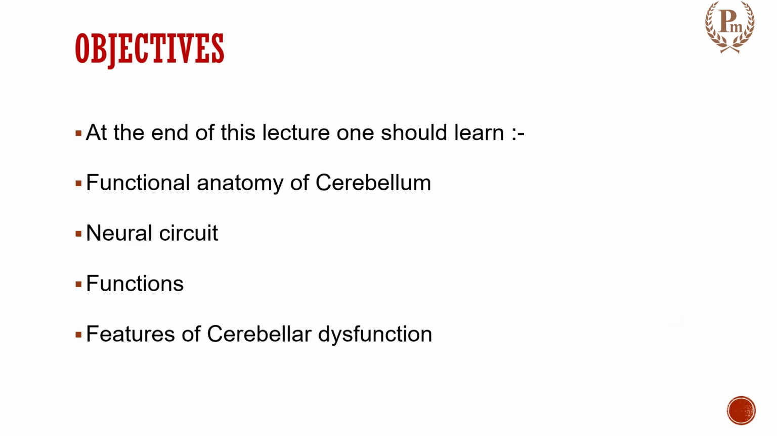So our objectives for this lecture are that at the end of this lecture, one should learn the functional anatomy of the cerebellum. We should understand the neural circuit of the cerebellum, should know what are the afferent and the efferent pathways coming and going from the cerebellum, functions of the cerebellum, and features of cerebellar dysfunction.